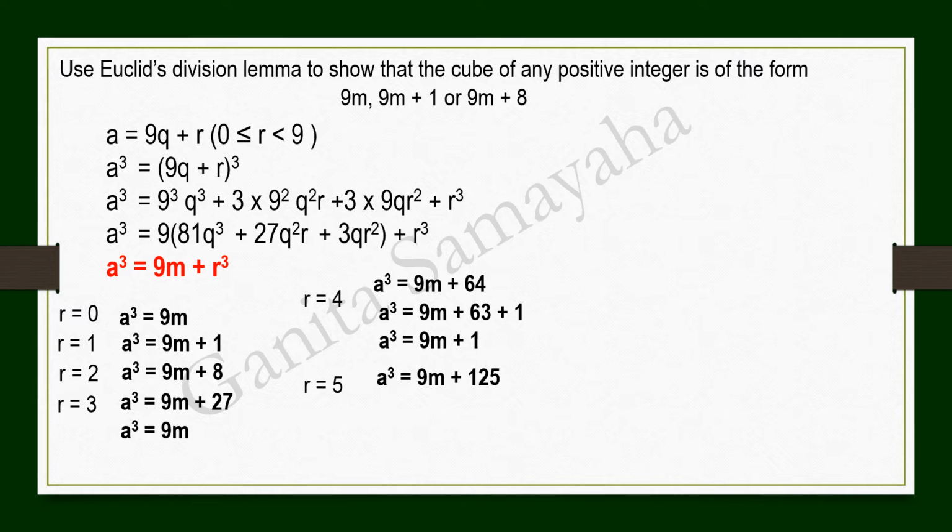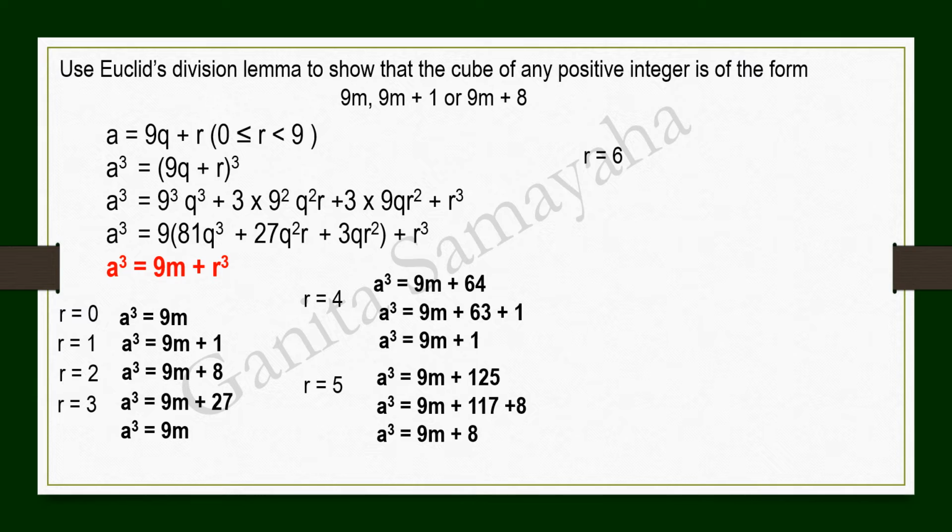So again, this 125 we should express in terms of a factor of 9 with a remainder. So that becomes 9m plus 117 plus 8. And this 117, see here children, 117 is 7 plus 1 plus 8. When you add these digits individually, 9. So it is a multiple of 9. So again, this 9m plus 117 is some multiple of 9, which we write as 9m, and we have got plus 8. So when r is equal to 5, a cube is equal to 9m plus 8.